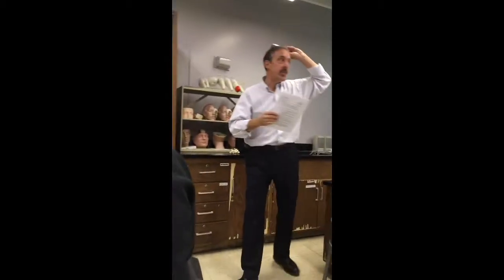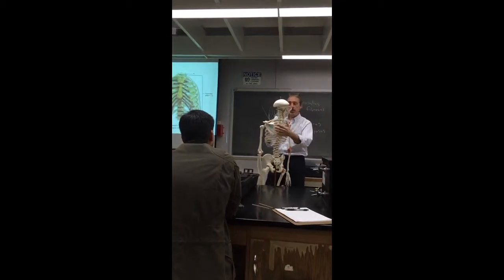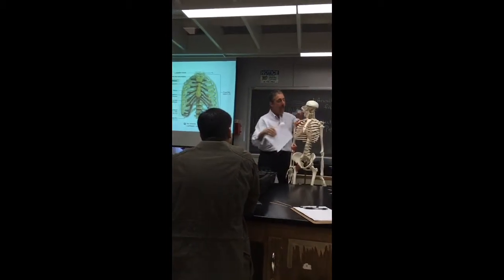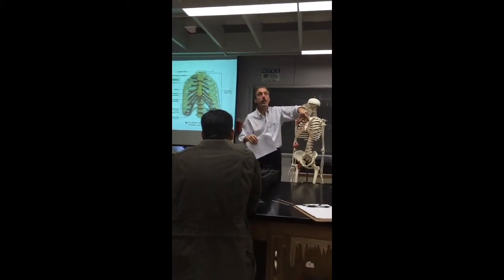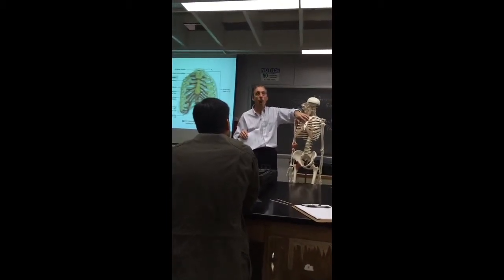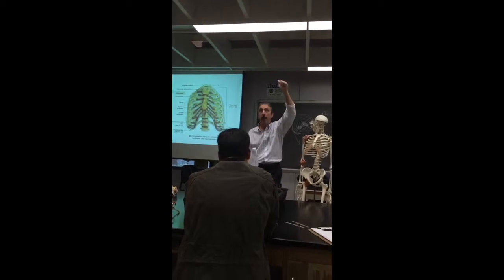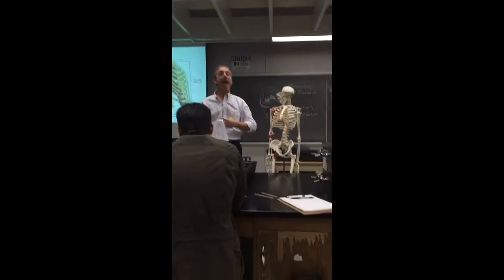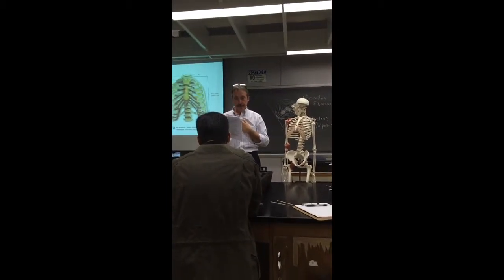Number 2. The thoracic cage consists of the thoracic vertebrae, so all these thoracic vertebrae, we just studied the 12 of them, the ribs here, and this breastbone in the front called the sternum. Right, so the thoracic cage is all of that. The vertebrae, the ribs, and the sternum.